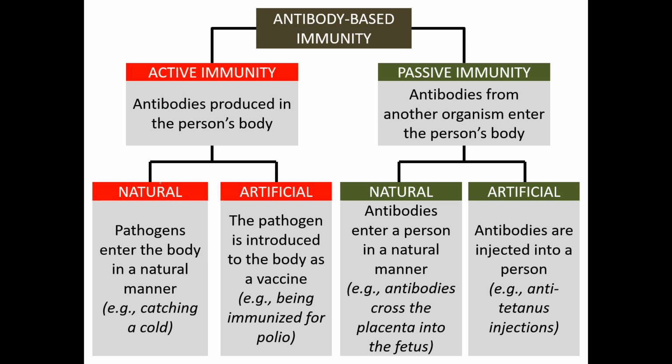Now let's take a look at natural versus artificial for the active immune division. Natural means you encounter a pathogen out in the world. You get sick. You catch a cold. You get chickenpox. That provides you with natural exposure, which stimulates your immune system, active immunity. You produce antibodies and memory cells that will protect you.